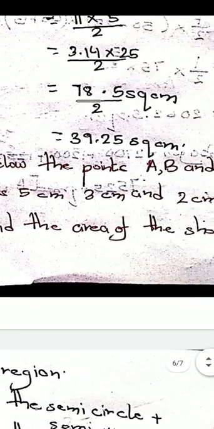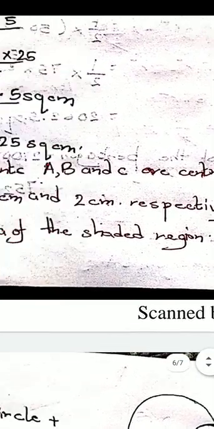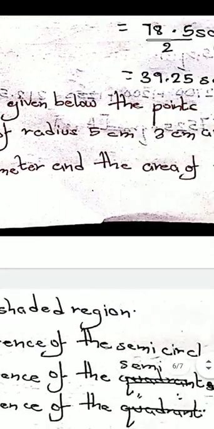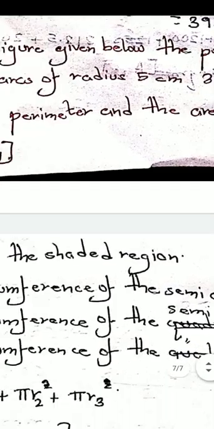Yes, I hope this is clear. Next question I have is, in the figure given below, the points A, B, and C are centers of arcs of radius 5 cm, 3 cm, and 2 cm respectively. Find the perimeter and the area of the shaded region. Same logic we will be using. So this is the diagram I am having.